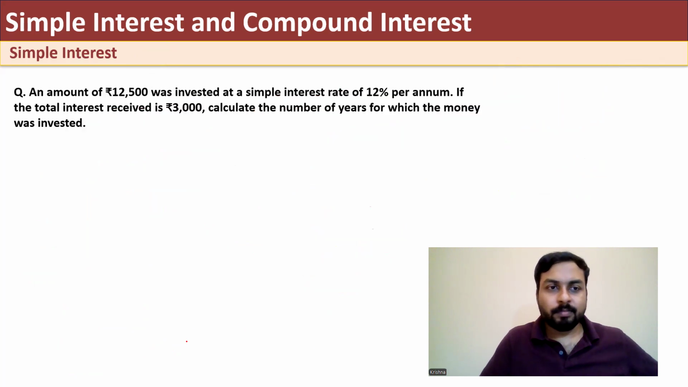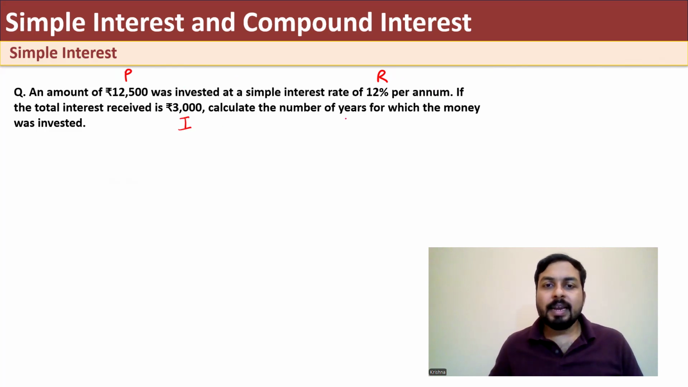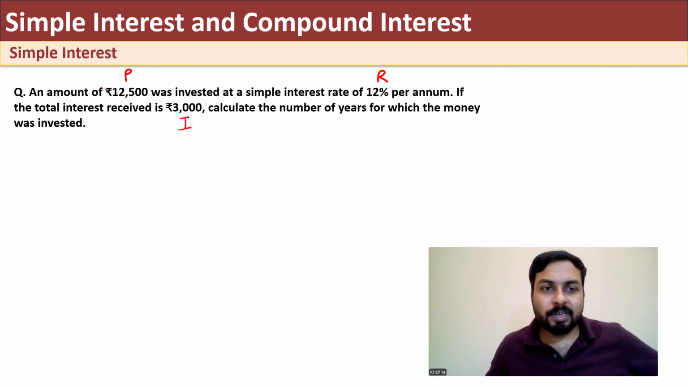Let's take a question. The question is that an amount of 12,500 was invested at a simple interest rate of 12% per annum. So this must be the principal. This is the rate. If the total interest received is 3,000, calculate the number of years for which the money was invested. So he has given you the principal, the rate, and the interest. He has said very clearly that this is simple interest. He's asking you to calculate the number of years.